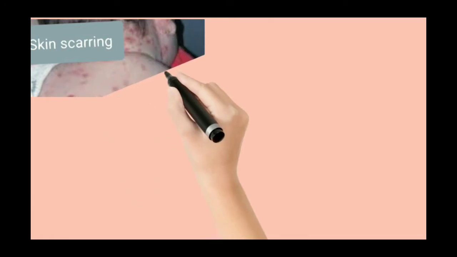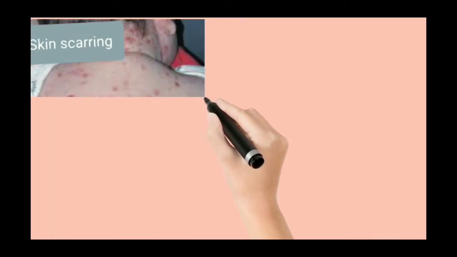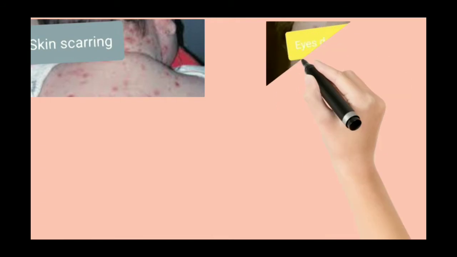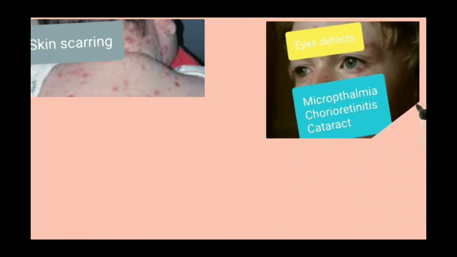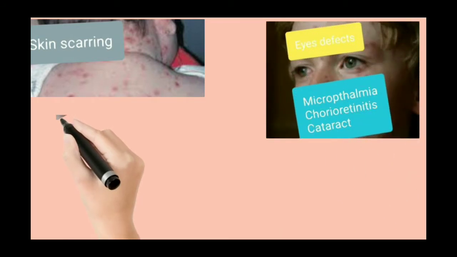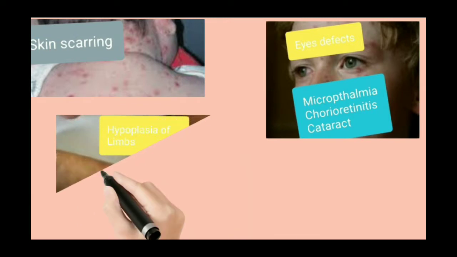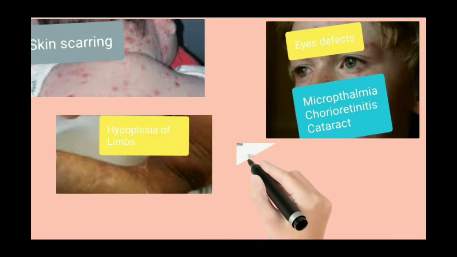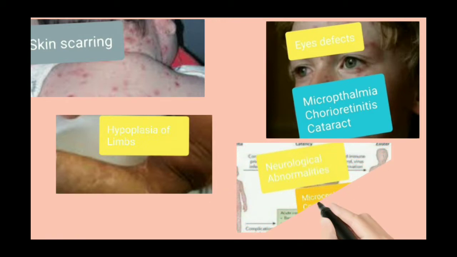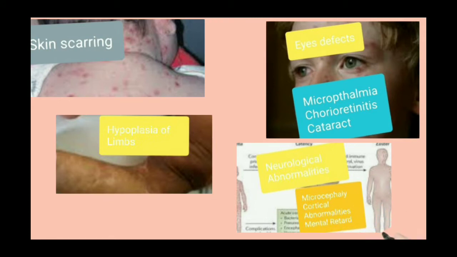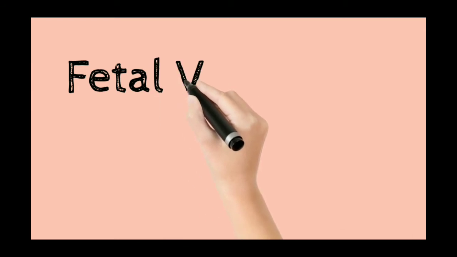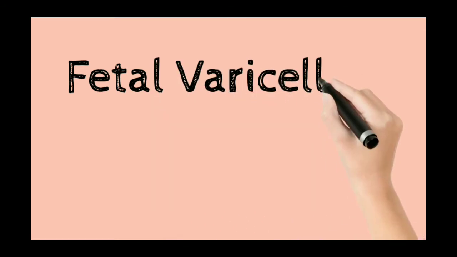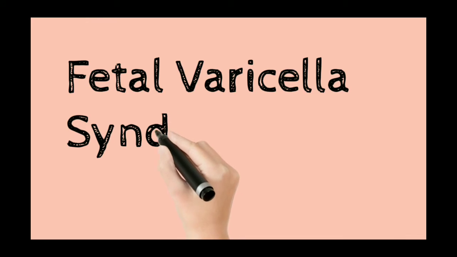Now, if we find that a newborn baby is having skin scarring, eye defects like microphthalmia, chorioretinitis, cataract, hypoplasia of the limb, certain neurological abnormalities like microcephaly, cortical abnormalities, and mental retardation. So these are the features of fetal varicella syndrome, FVS.